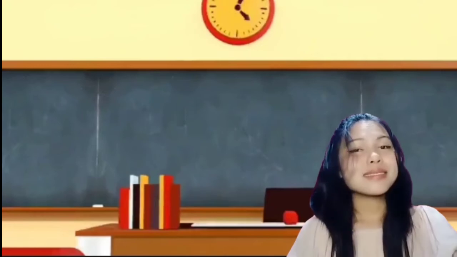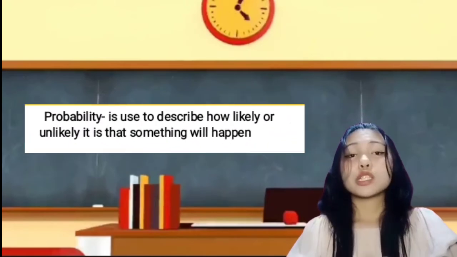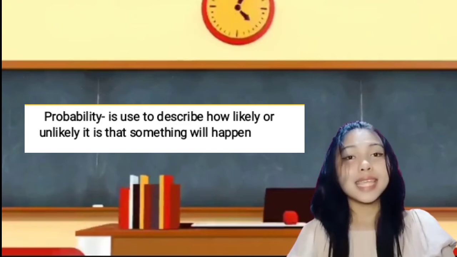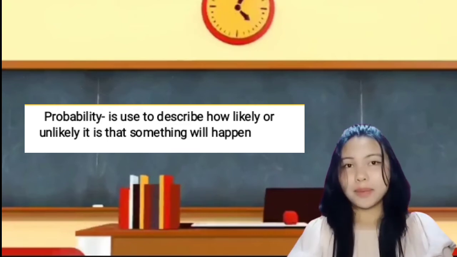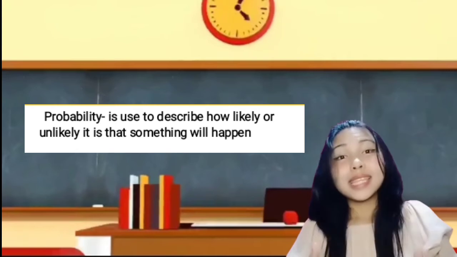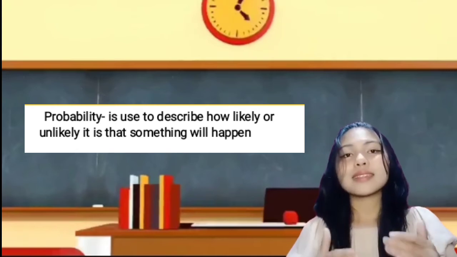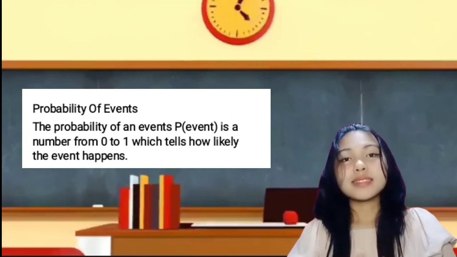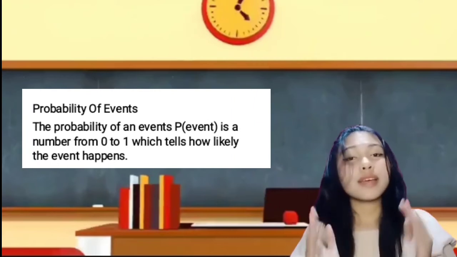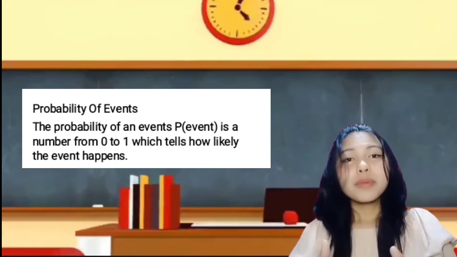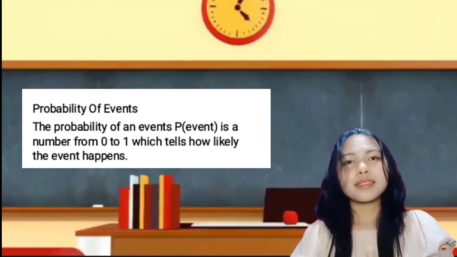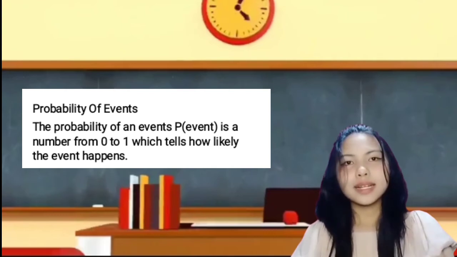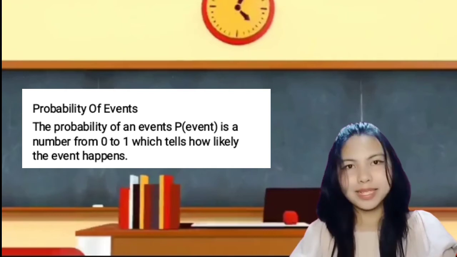So, to make it simple, probability is used to describe how likely or unlikely it is that something will happen. So, probability of events: the probability of an event, P(event), is a number from 0 to 1, which tells how likely the event happens.